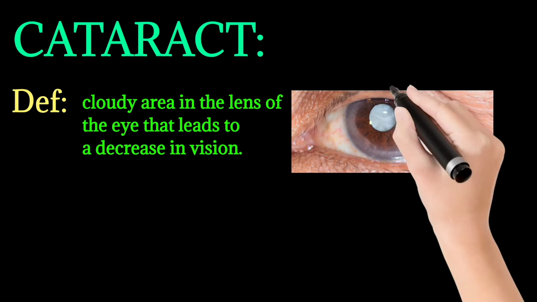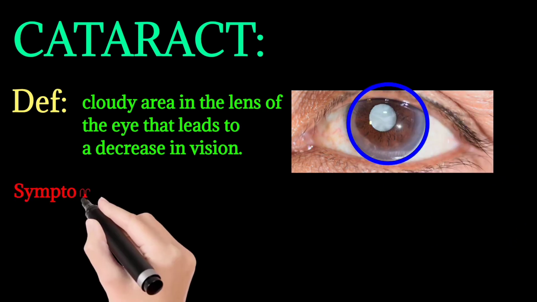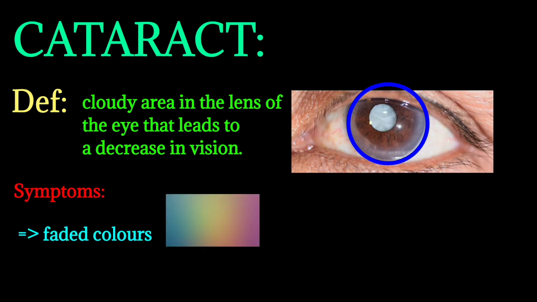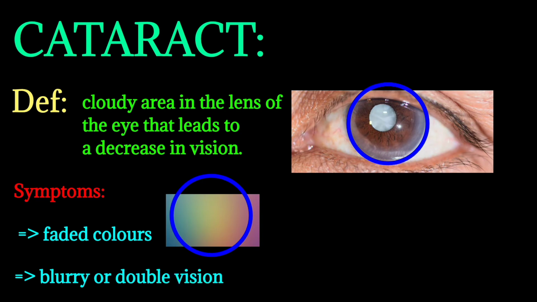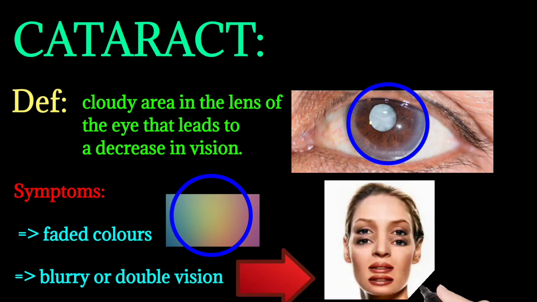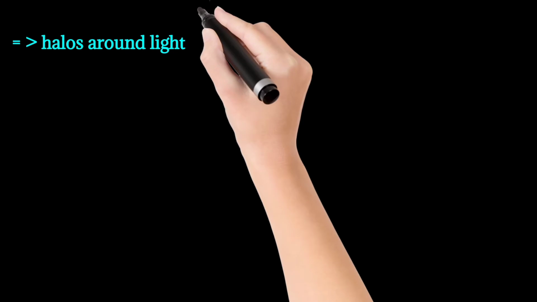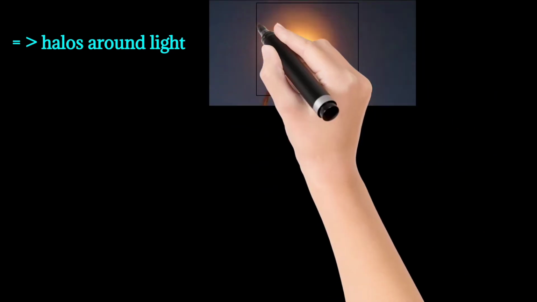Here you can see in the picture, when the cataract becomes more severe, it can be seen clearly from the outside. The symptoms include faded color, in which the person is unable to see the colors clearly. Here you can see in the picture the colors seem to have faded. Other symptoms are blurry or double vision, and the seeing of halos around lights, in which the person becomes unable to see the light clearly.